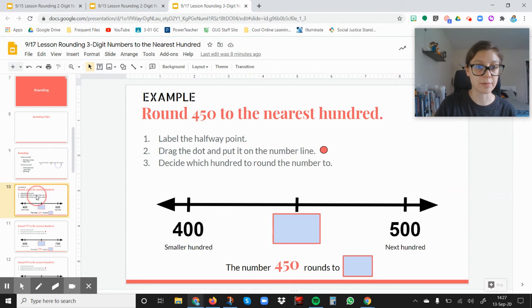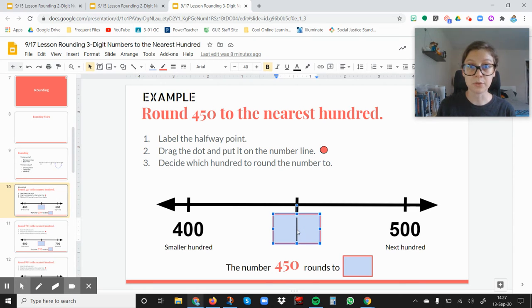So let's look at our example for today. Our example says, round 450 to the nearest hundred. Number 1, label the halfway point. Number 2, drag the dot and put it on the number line. Number 3, decide which hundred to round the number to. If you notice, on our number line, we have 400 as our smaller hundred and 500 as our next hundred.